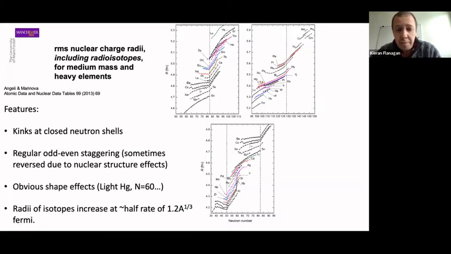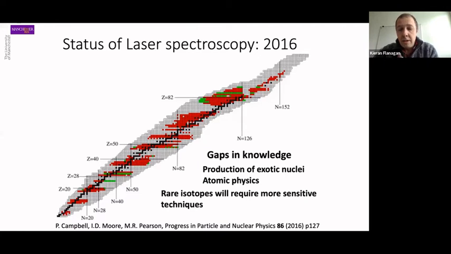And another point, which is often overlooked, is the fact that the overall increase in the radii is much less than we would expect from, say, a naive 1.2 times A to the 1/3 that we see along the line of stability. So what does that mean? Well, I think I'll leave that as an open question.